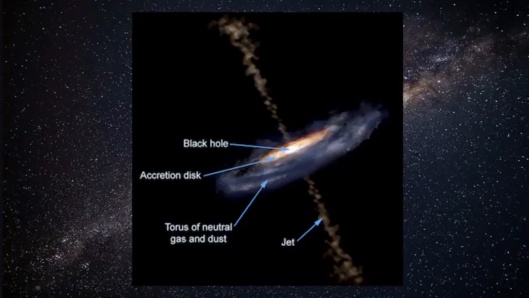Active galactic nuclei are found at the centers of active galaxies, which are galaxies with an unusually high amount of emission stemming from their core. Here's a diagram of an active galactic nucleus. As you can see here, the black hole is at the center, with its accretion disk and its dusty torus obscuring pretty much everything, making it hard to observe. Here's a jet of electrons going from both poles of the black hole.